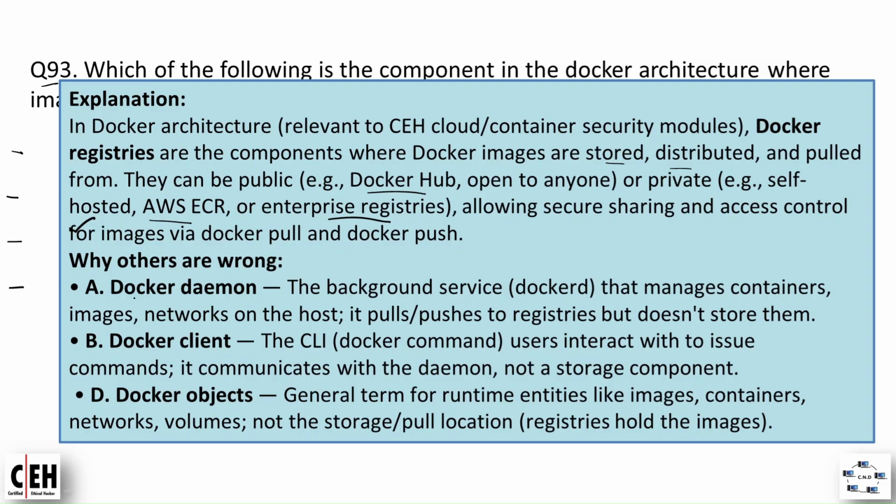So why the other options are wrong? Option A, Docker daemon is the background service, dockerd, that manages containers, images, and networks on the host. It pulls and pushes to registries but does not store them. Option B, Docker client is the CLI docker command users interact with to issue commands. It communicates with the daemon, not a storage component. And option D, Docker objects is a general term for runtime entities like images, containers, networks, and volumes, not the storage location. Registries hold the images.